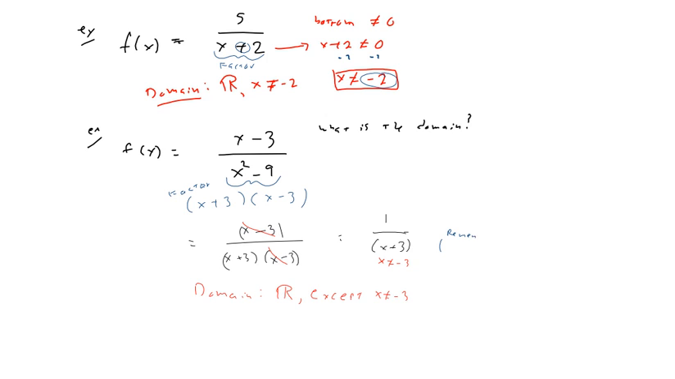Remember x minus 3. And so this means that x also is not allowed to be positive 3. Because we have to remember that restriction from before. Or x cannot equal 3. I should say not or, I should say and. And.